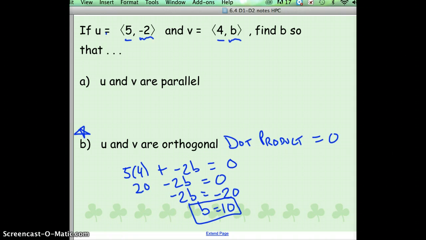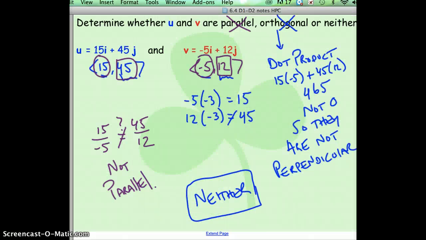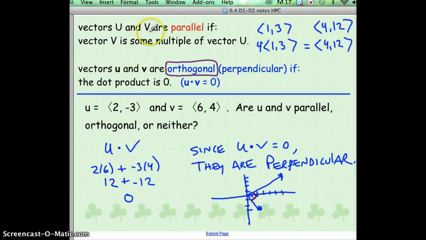Okay, I think we'll stop there. So just going back here, they're parallel if one vector is a multiple of the other. Like you could think of something to multiply by to get the other vector. And orthogonal means the dot product is 0.